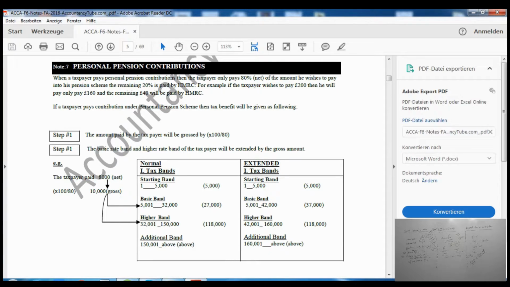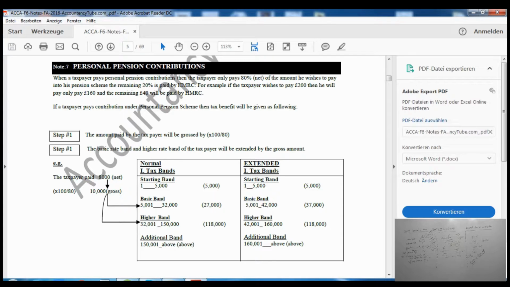Now if you just look at personal pension contribution on your screen, it tells you step number 1 and then step number 1 again. So let's look at step number 1 first. The amount paid by the taxpayer will be grossed up by 100 multiplied by 80. Then it says the basic rate band and the higher rate band will be extended by the gross amount. Now the second step number 1 is obviously step number 2.